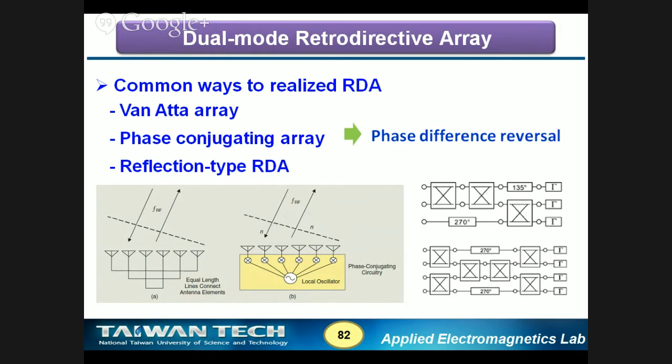This is the second type of the retrodirective array. Traditionally, there are just two types: the Van Atta array and the phase conjugating array. And recently, we noticed there is another type. The original name of this type of retrodirective array is the linear retrodirective array in the paper, which was also published in 2008 in the IEEE Transactions on Antennas and Propagation.